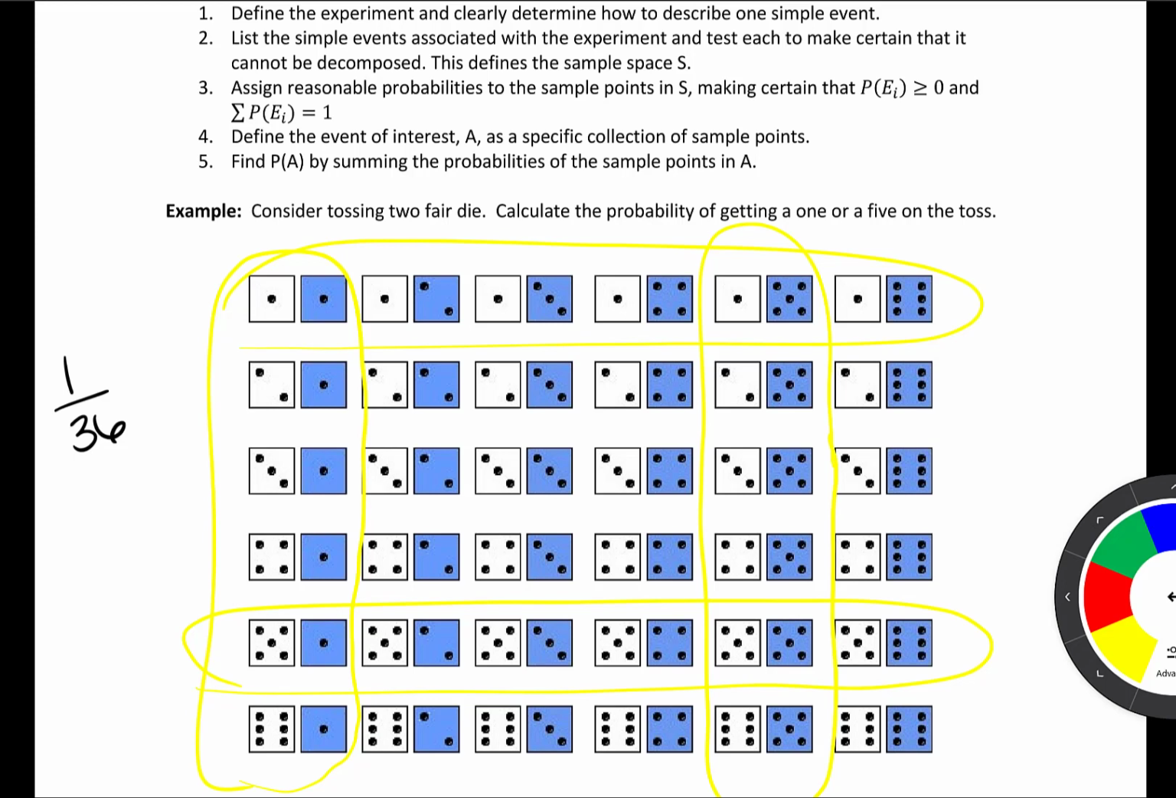So if we count those up, we've got 1, 2, 3, 4, 5, 6. I've got another 6 here, which brings me to 12, 15, 18, 20. So looking at these, I have 20 out of 36 that have a 1 or a 5. So if A is the event of getting a 1 or a 5 in a toss, then the probability of A is equal to 20 divided by 36.